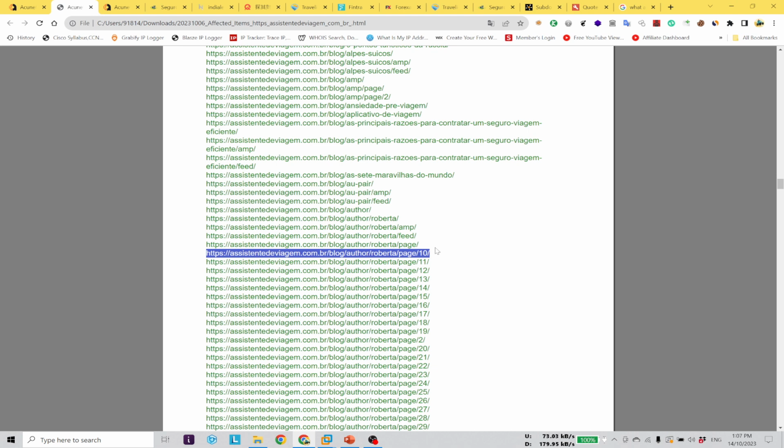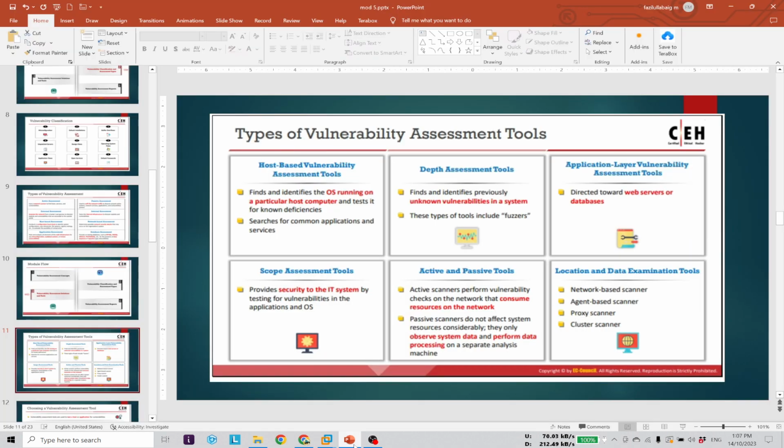That is what fuzzers are doing. Fuzzers are also one tool to fuzz this type of directories, or we can use these fuzzers on different attacks also.